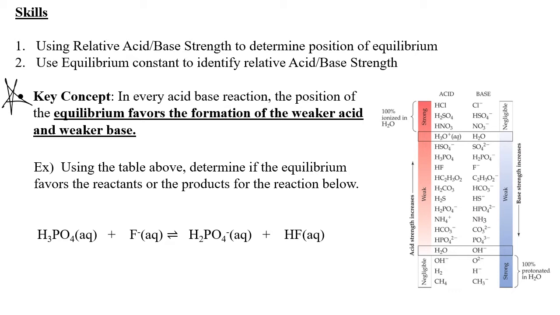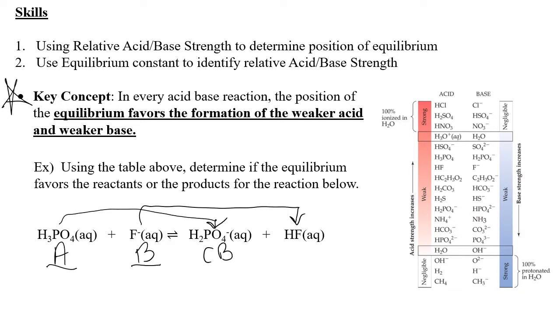Let's look at the example. It says, using the table, determine if the equilibrium favors the reactants or the products from the reaction below. To solve this, we're first going to identify the acids and bases. So look at H3PO4. It has lost a proton. That makes it the acid. F-, it has gained a proton. Makes it the base. Every acid has its conjugate base, and every base has its conjugate acid.